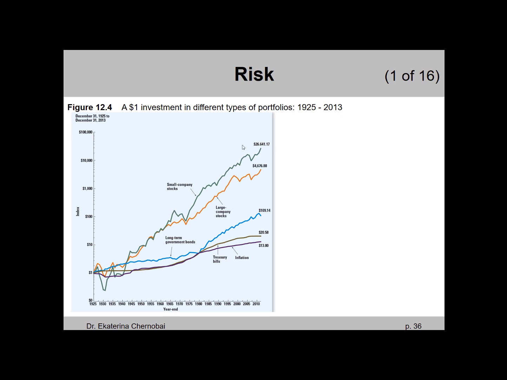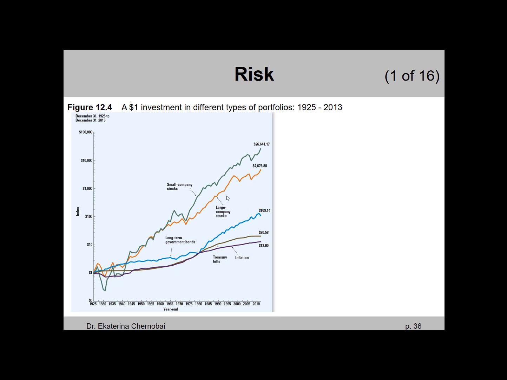And on the earlier slides in this chapter, we saw how the fact that the small company stock line, the green line, is the steepest implies the highest return that was earned on average every year. The second highest average annual return was for the orange line, the large company stocks, and so on. Now we want to focus on risk.